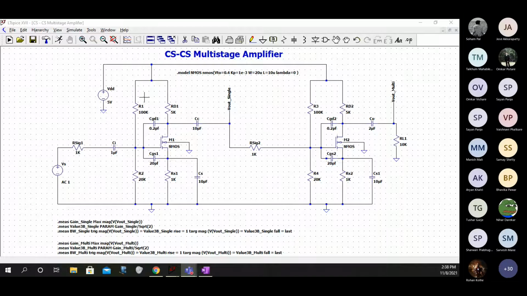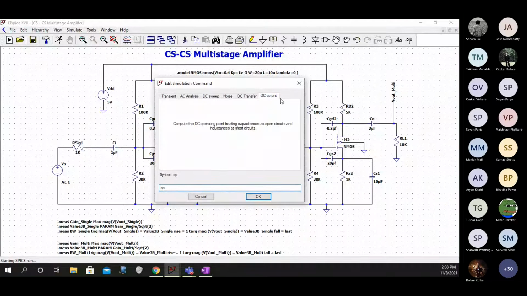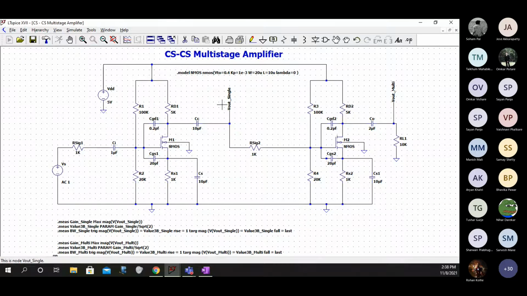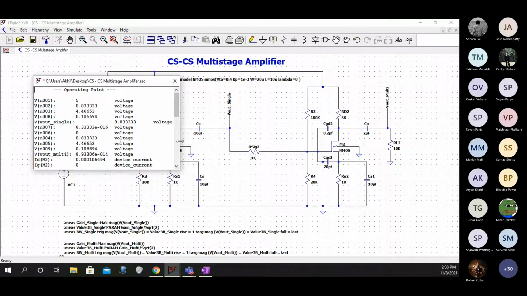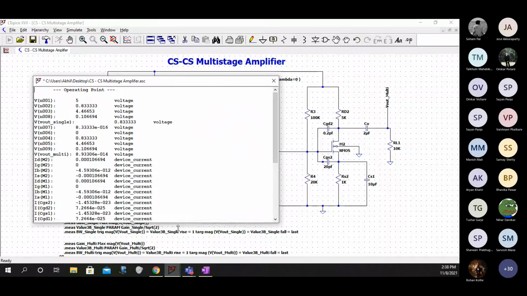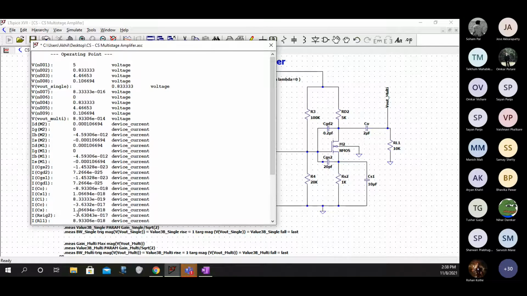Now what you can do here, in the meantime, is just say run. Okay, and you can say .dc operating point. Now, when you say .dc operating point here, you will get all the voltages and currents.